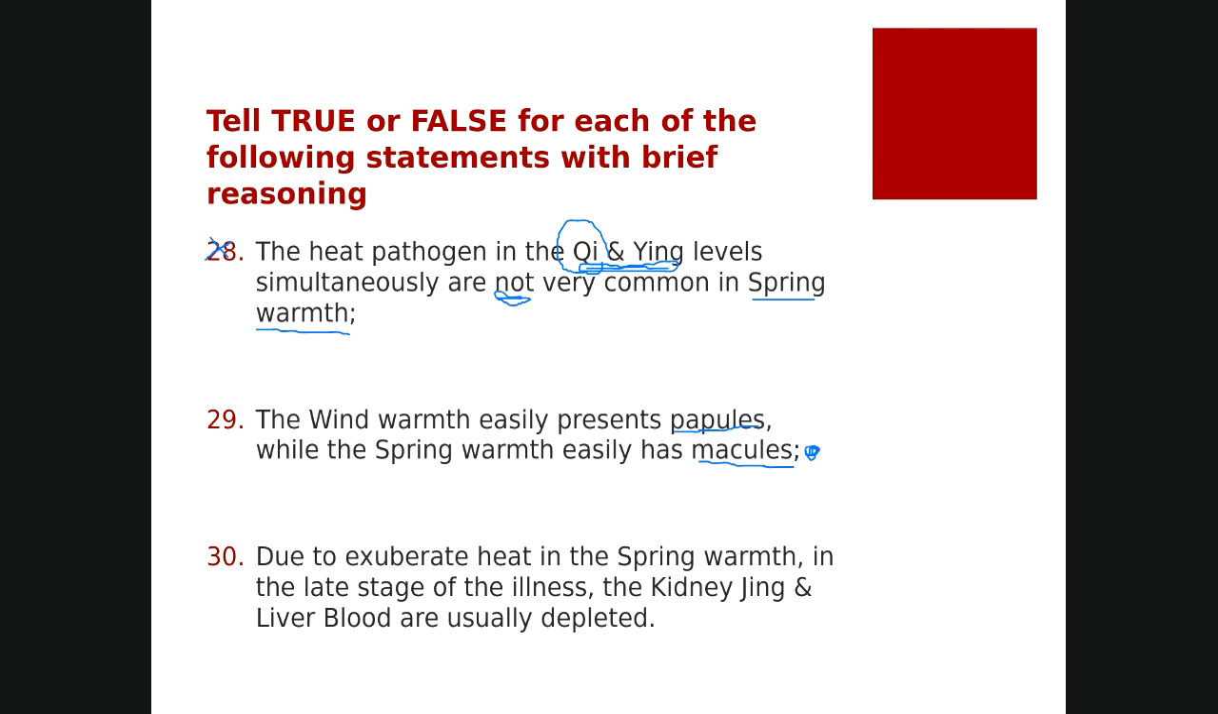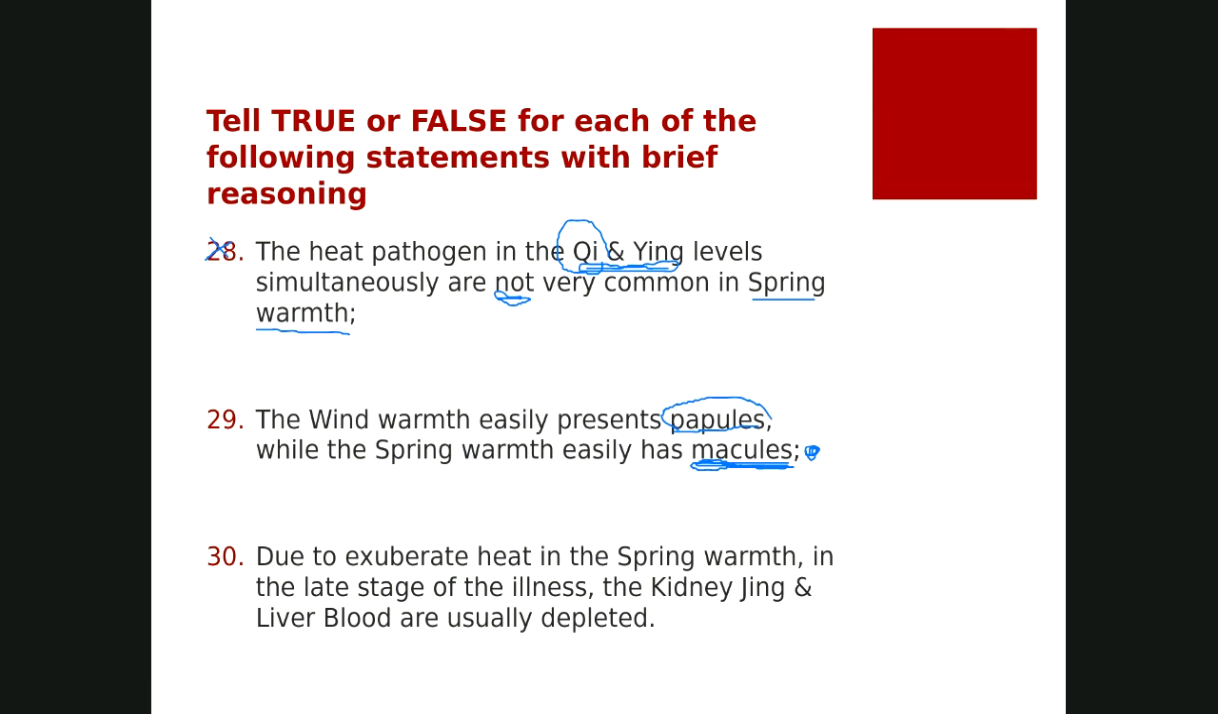Now, for question 29, macule is bleeding, yes? Internal bleeding, noticeable internal bleeding underneath the skin, yes? Big patches of dark red blood, but papule is a kind of surface thing. You can feel something prickly on your skin. So this heat is where? In the wei or qi level, yes? But this is heat in the nutritive level. So is that correct now?